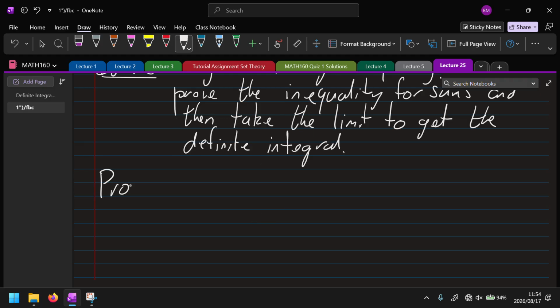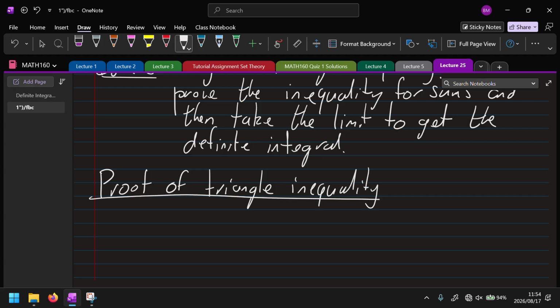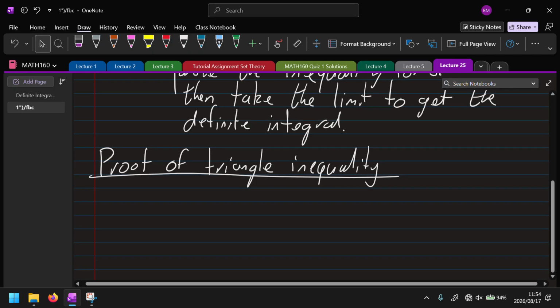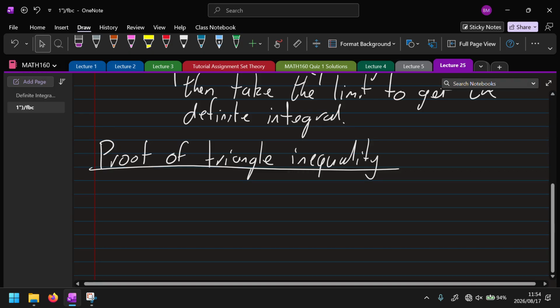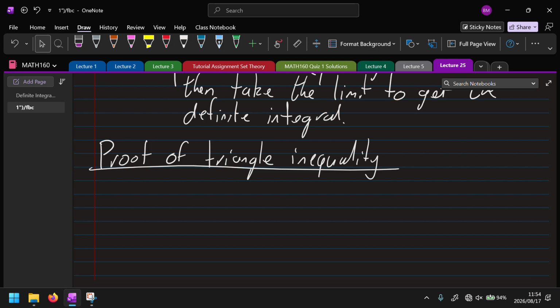So, proof of the triangle inequality. Again, we'll prove it for just a plus b, but it continues on, so you can do a plus b plus c plus whatever. There are a few things that we need before that. If I have some a, I think we can all agree that a is less than or equal to the absolute value of a. Because if a is positive, then it's just equal. If a is negative, the right-hand side is positive, so the inequality stays.